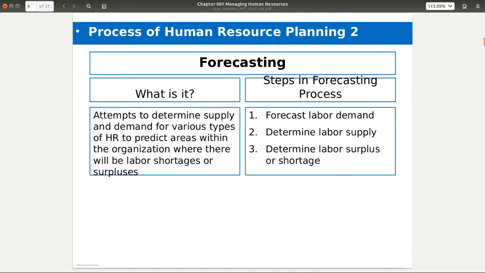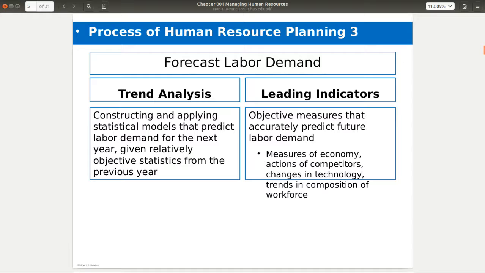So when you start thinking about forecasting, the whole idea behind it is to kind of look into the future. And so we're forecasting what kind of demand do we have and then what kind of supply is out there. And then, all right, so do we have too many or are we going to need more for that? Now, what we're typically doing is doing a trend analysis. In other words, based on the past, what do we expect to happen for the future? And our leading indicators can give us some ideas as far as what's actually happening with that.